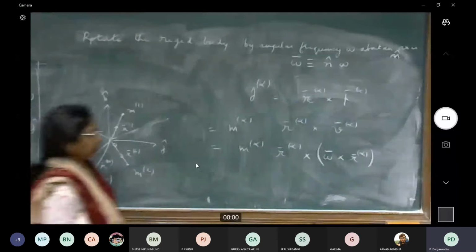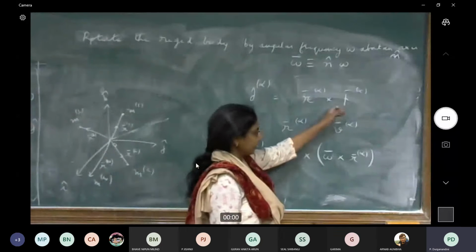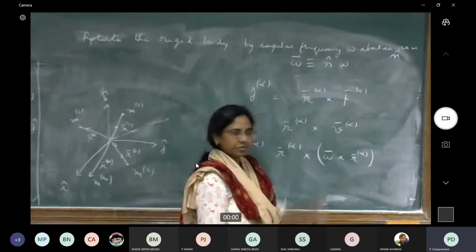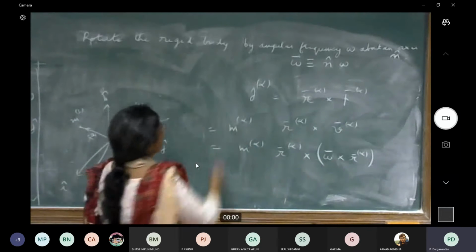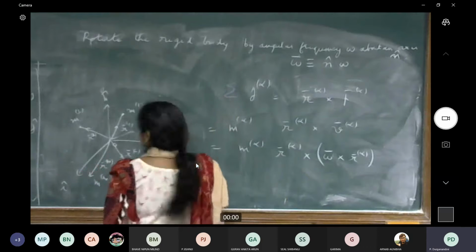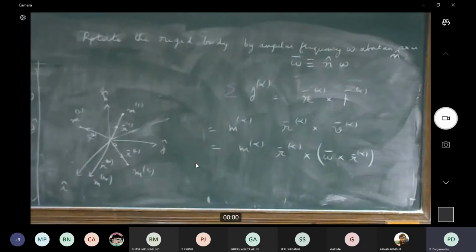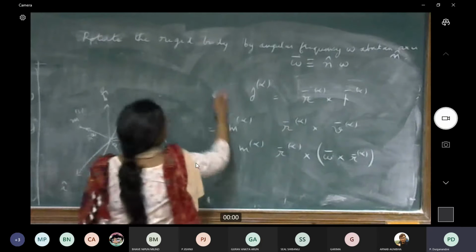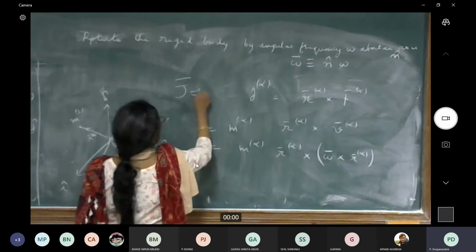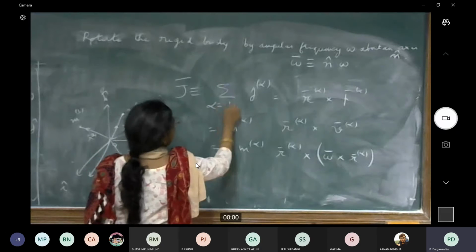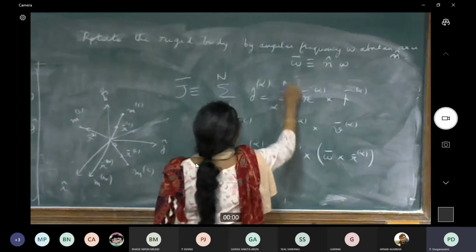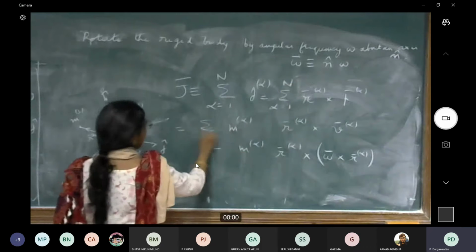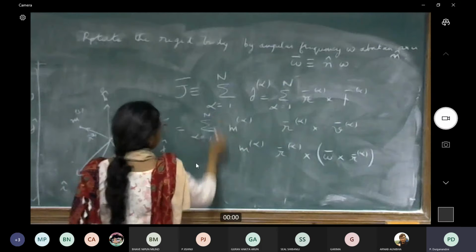This is very simple because V is simply dr by dt, and dr by dt is simply omega cross R. That's all, because you only have a rotation. So obviously the total angular momentum is the sum over the angular momenta of all the particles, with alpha equal to 1 to n.